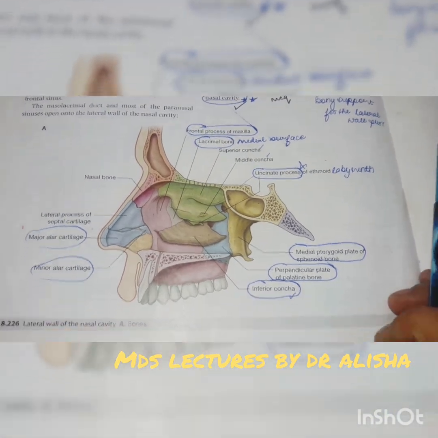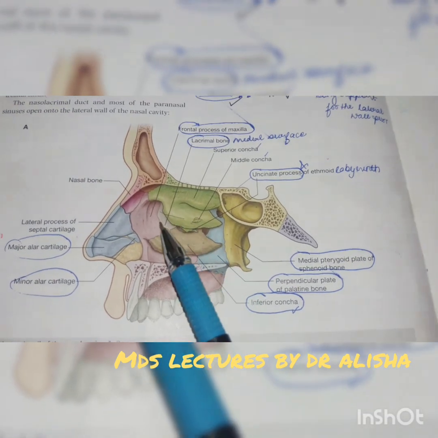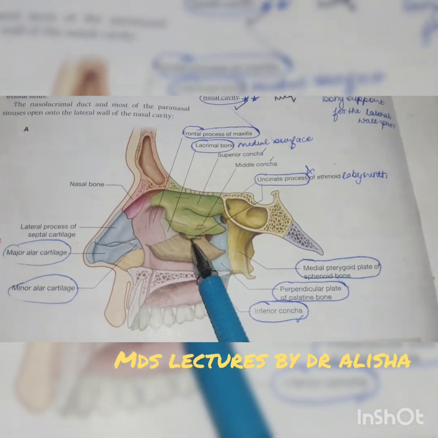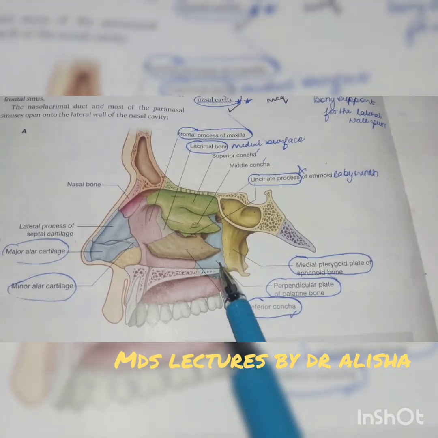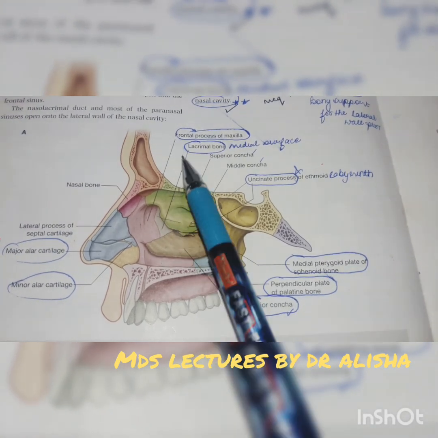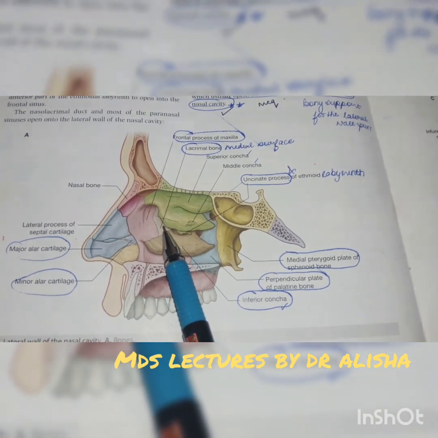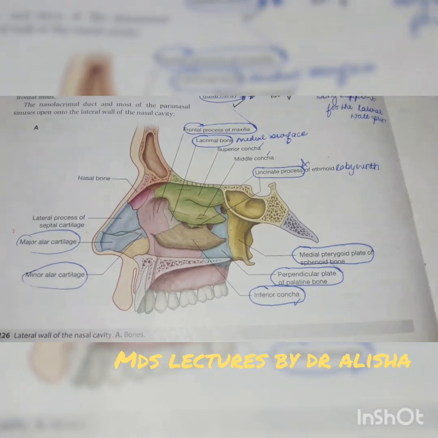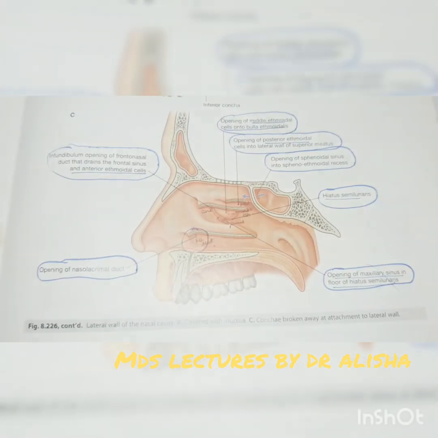This might come as an MCQ, that is, mark the following area. We have discussed it, so let's revise it once again. This one is the uncinate process. This one is the perpendicular plate of the palatine bone, and the medial pterygoid plate of the sphenoid bone. Then comes the frontal process of the maxilla, and this one is the lacrimal bone medial surface. Alright, so we are done with the lateral wall of the nasal cavity so far.